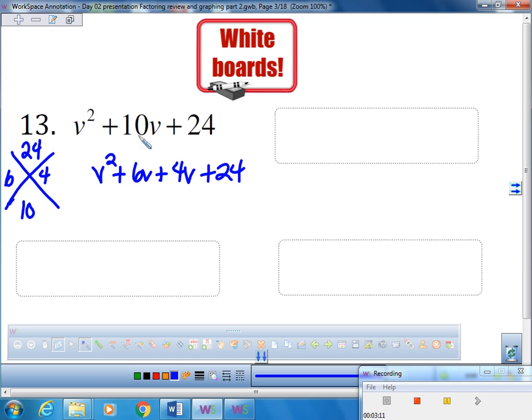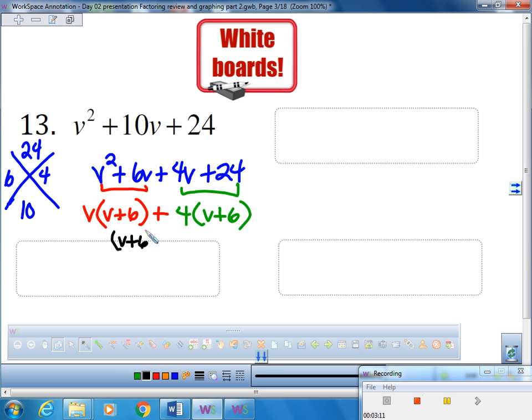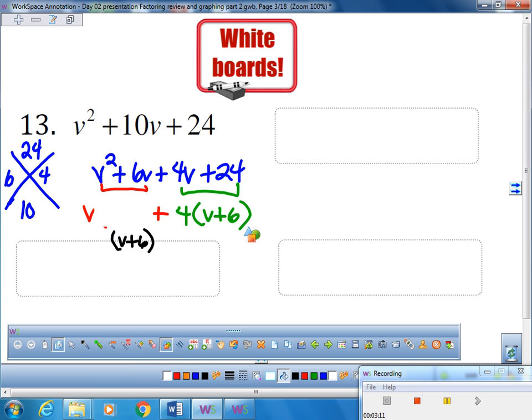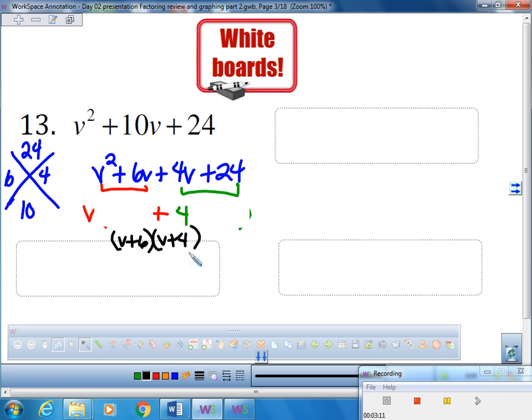Then I'm going to factor this first one. I've got v times v plus 6, and then, what do these two have in common? 4 and v plus 6. Now they match. They both have v plus 6's, so I'm going to factor out a v plus 6. When I factor out a v plus 6, it makes this one and this one go away, and all I'm left with is v plus 4.